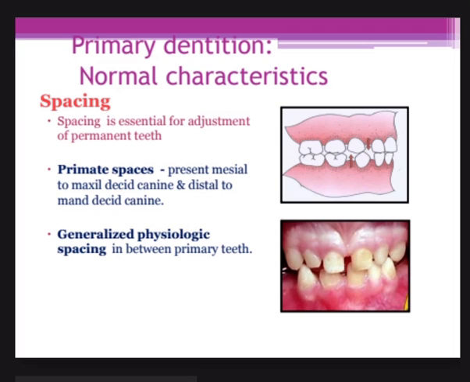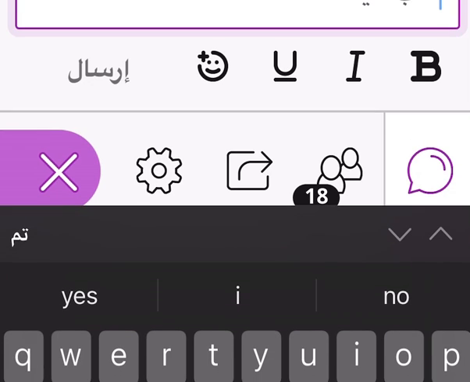Okay, so your primary dentition will have certain characteristic features. Spacing is essential. Okay, spacing is present. So at this point of time, can anybody tell me, in adults, when we see spacing, most of us go for ortho treatment, right? So is spacing a good thing or a bad thing in children? What do you guys think? Is it a good thing or a bad thing in children, spacing?